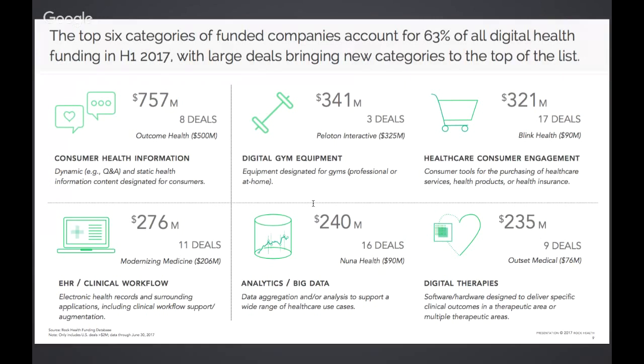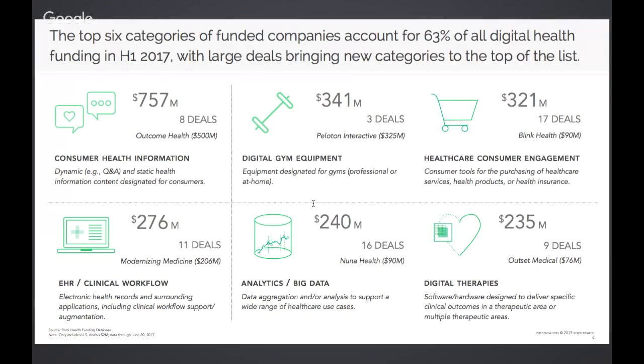For every company, we assign a category based on what they do, and then we sum up the funding to figure out which of those categories received the most funding. This year, the mega deals really influenced those top funded categories. For instance, Outcome Health with its $500 million deal, classified as consumer health information, produces patient education and content that's on screens and iPads in physician offices and in hospitals.